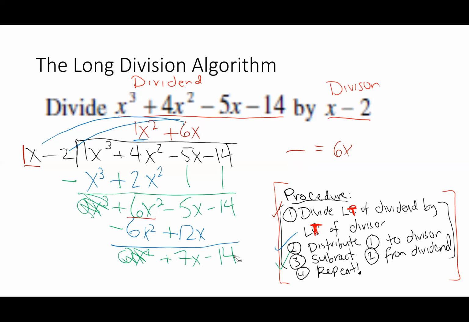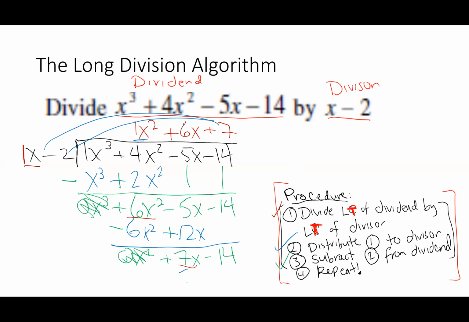Since I ended up with 7x minus 14, that means I'm going to be in the last step because I have a linear divisor and I have a linear term here as my new dividend. So I take the 7x, divide that by x, and I get 7. That's great. So I've got a constant term. So now what ends up coming out at the very end is my remainder. So I don't need this anymore because I know the remainder is coming, which means I'm done when I get to the remainder. Now I take that 7 and I distribute it to my divisor.